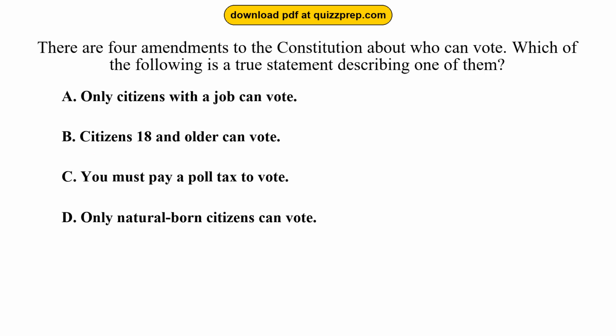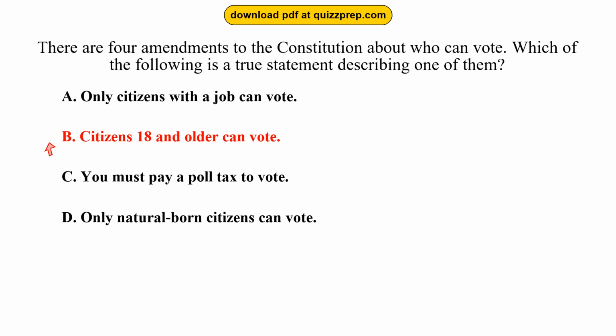Question 90. There are 4 amendments to the Constitution about who can vote. Which of the following is a true statement describing one of them? Option A, only citizens with a job can vote. Option B, citizens 18 and older can vote. Option C, you must pay a poll tax to vote. Option D, only natural-born citizens can vote.